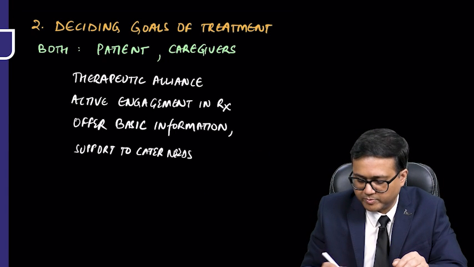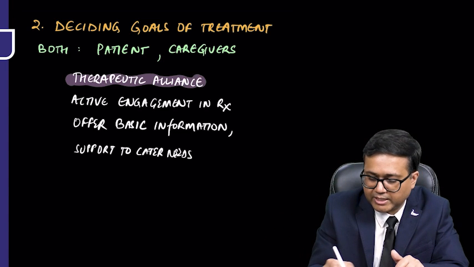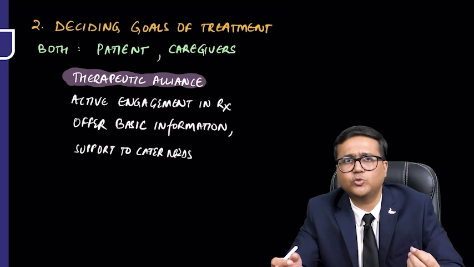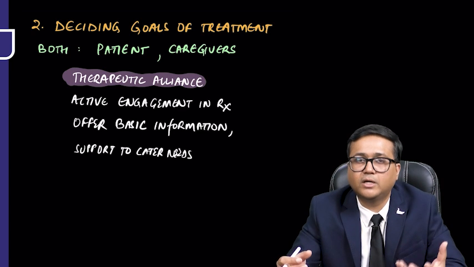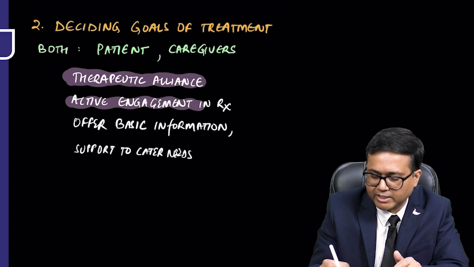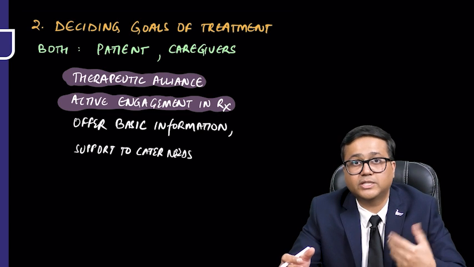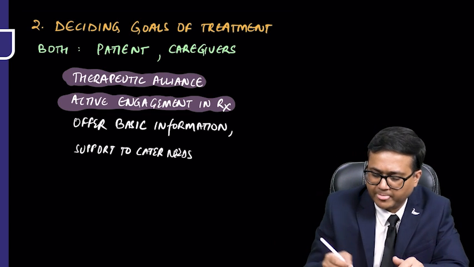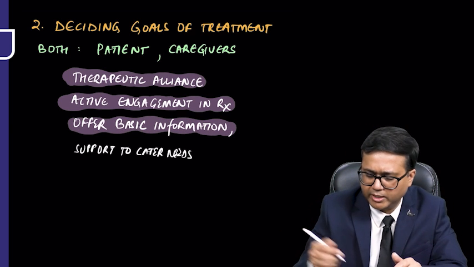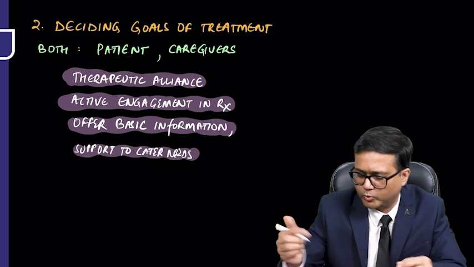Now, certain goals may be there which are relevant both for the patient as well as the caregiver, such as therapeutic alliance. So it's very important to have a therapeutic alliance with both the patient as well as the caregiver. Sometimes in the acute phase it may be difficult initially to have a good rapport with the patient, but gradually one should try to develop a good therapeutic alliance. Again, active engagement in the treatment. Very important that whatever treatment you're giving, you should discuss it with the patient as well as with the caregivers, and offer basic information regarding the illness, psychoeducation regarding the illness. It's very important, and also support to cater to their needs. So any needs which are there, you should try to support that as well.